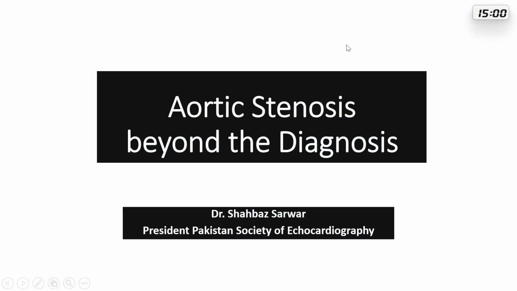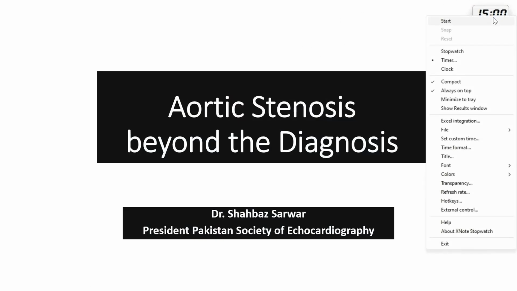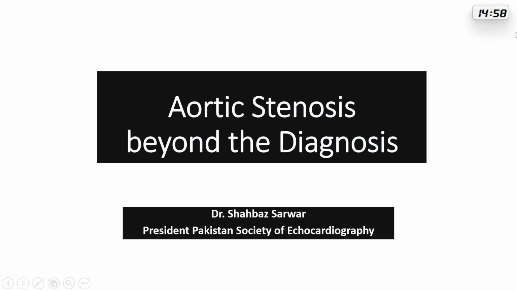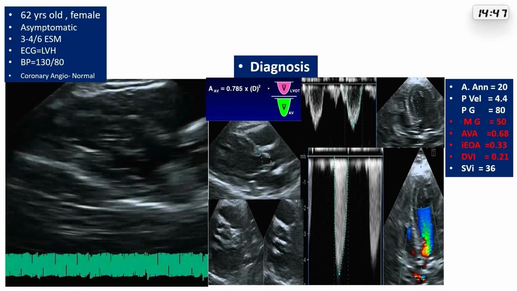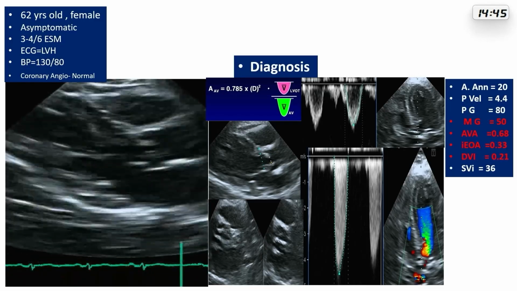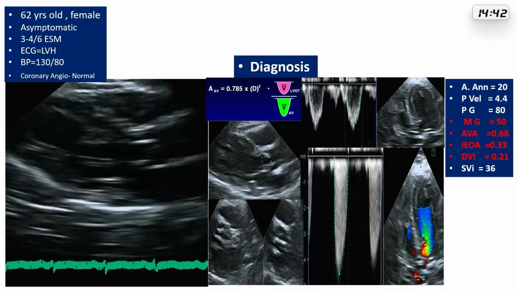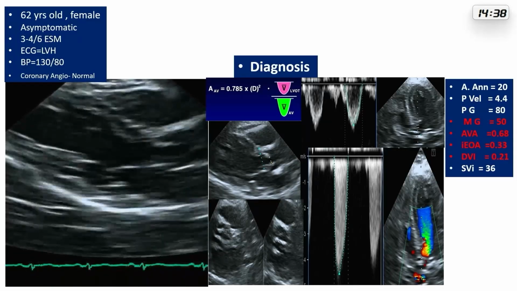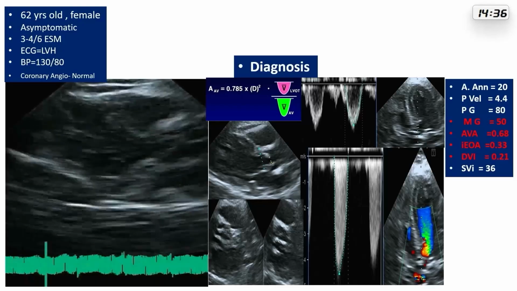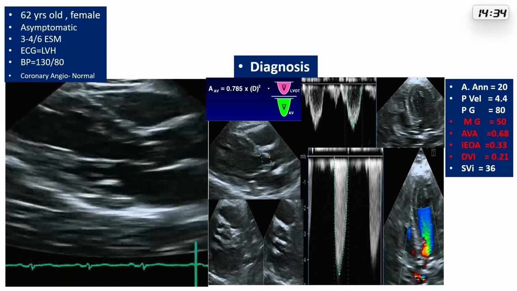Thank you very much, Dr. Tipu. I will be talking about aortic stenosis, the diagnosis and beyond the diagnosis. I'll start with a patient who was practically asymptomatic, as the family says. She had a 3 to 4 by 6 ejection systolic murmur. Her ECG showed LVH. Her blood pressure was normal, 130 by 80, and her coronary angio was normal when she came to me.